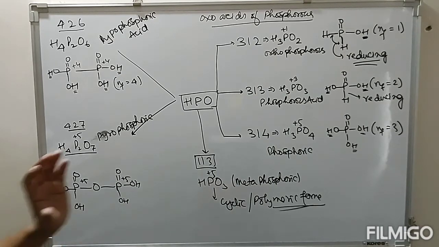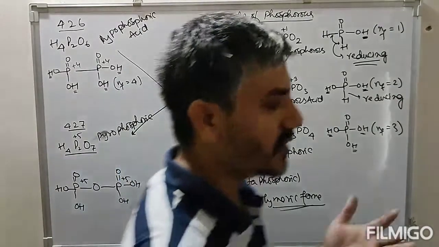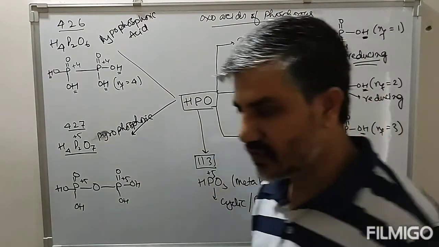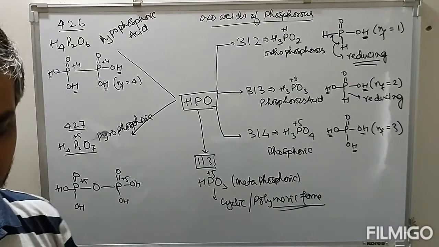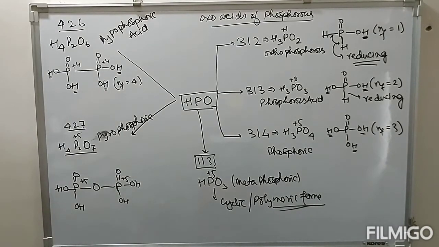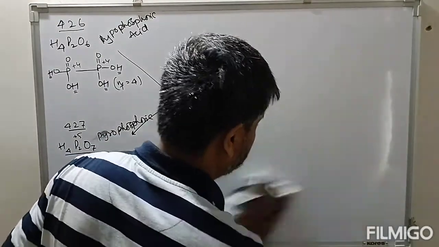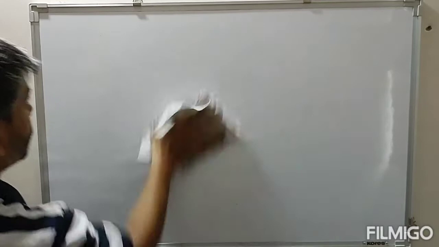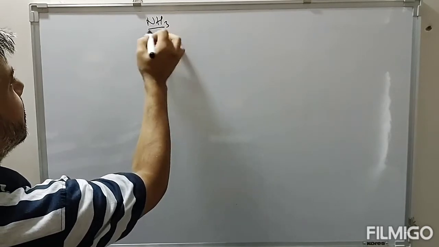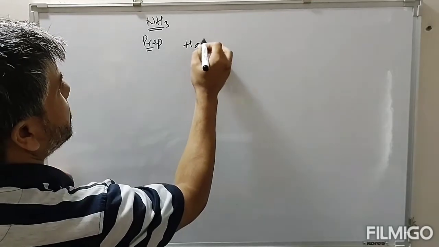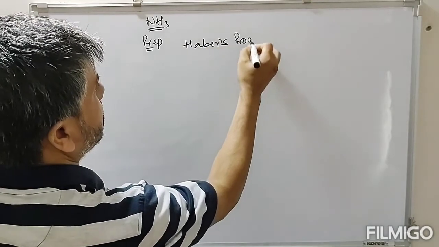With this we come to the conclusion of some of the important compounds of group 15. I'll take some more examples of ammonia as an important compound, because ammonia is also a very important compound of group 15. So one of the important compounds of this group is NH3, ammonia. First look at the preparation of ammonia, known as Haber's process.